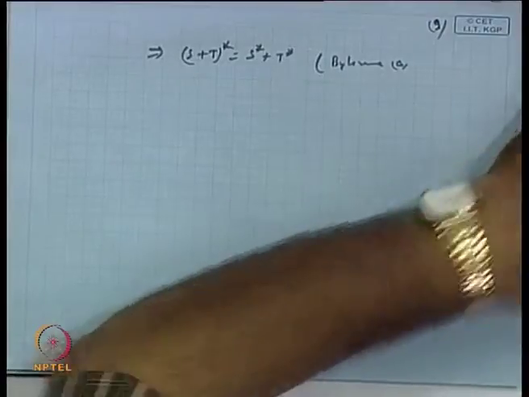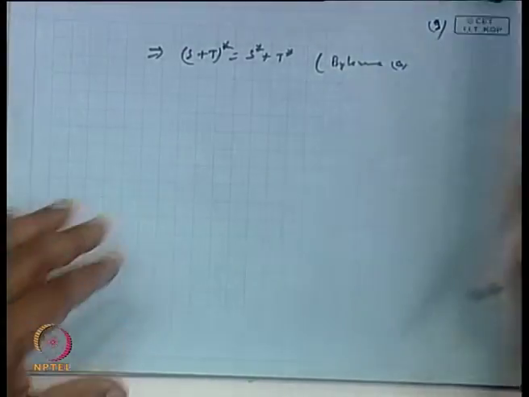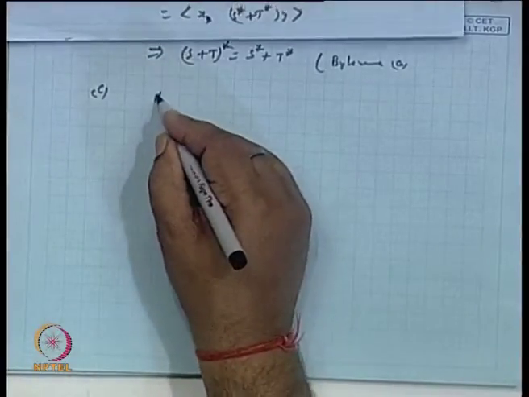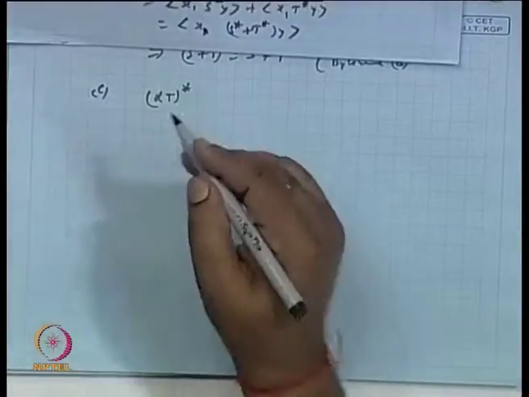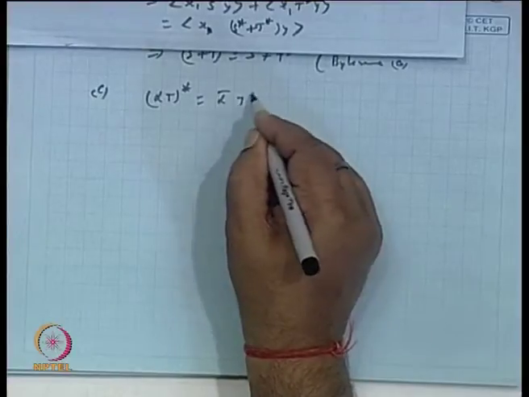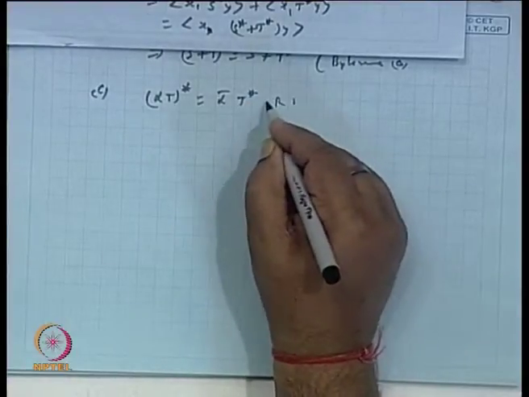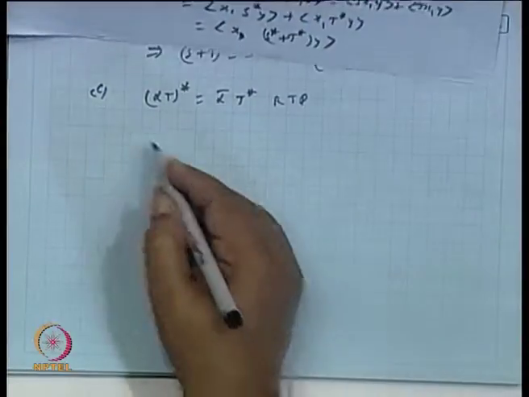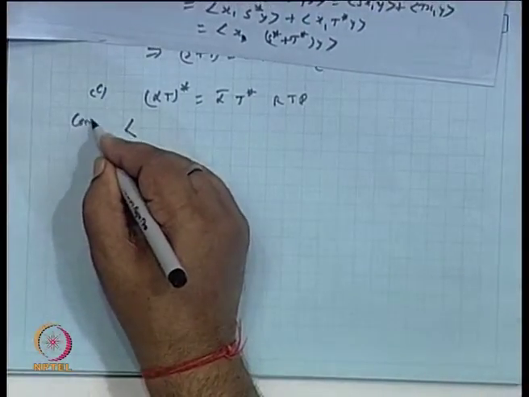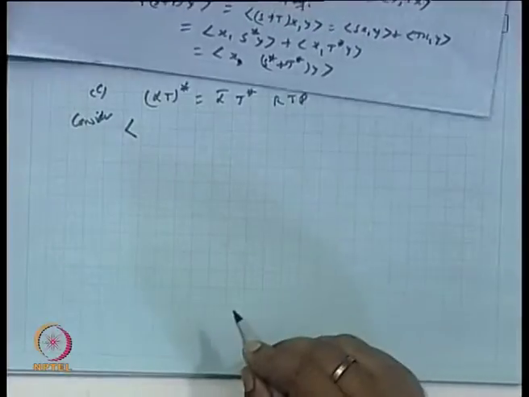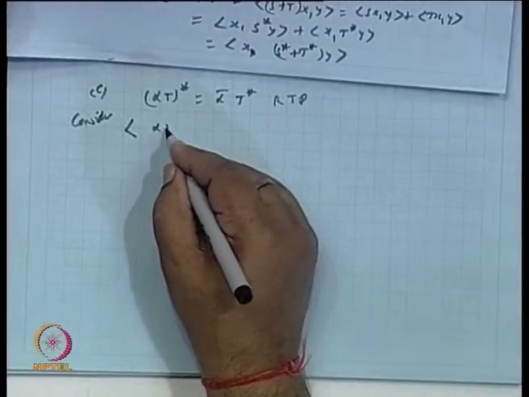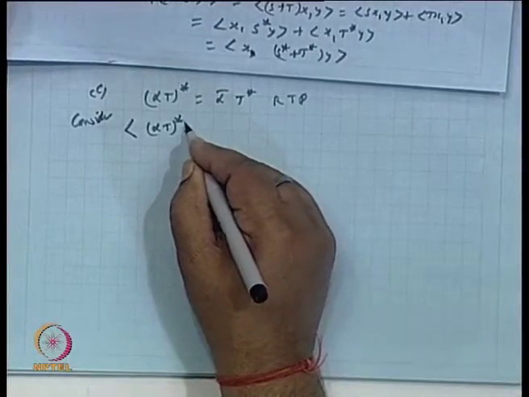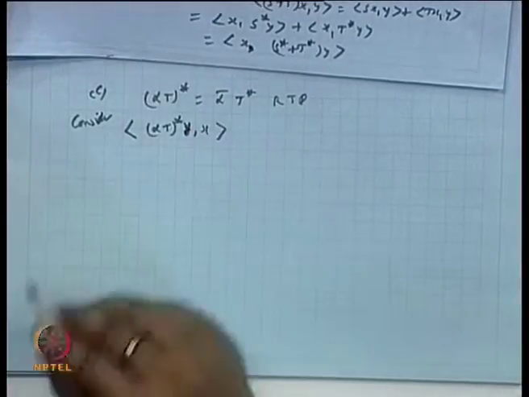So, this follows by the lemma. Then the third part, let us see the third, C. C is (alpha T) star. We wanted to show that it equals alpha conjugate T star. This is required to prove, is it not? So, what we do is we start by considering (alpha T star x, y) comma x, is it not?